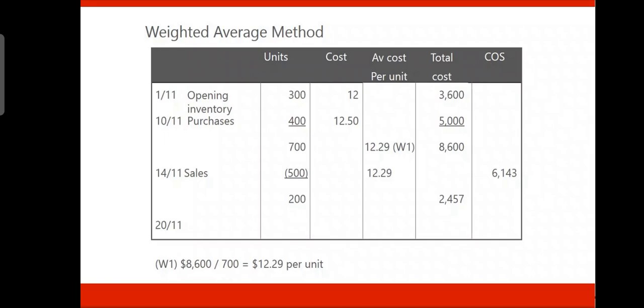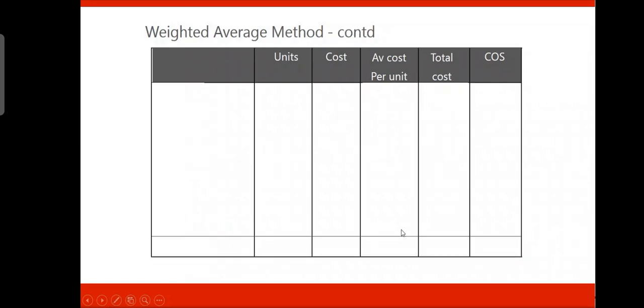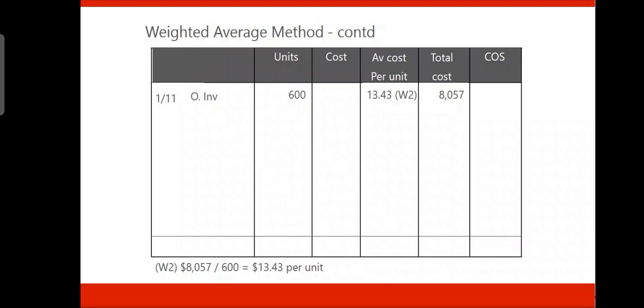And then you made one purchase for 400 units at $14, which means a total cost of 5,600. So what do you have now? You've got 600 units in your stock and the total cost of these 600 units is 8,057. Because you made a new purchase, you need to calculate the new average. So we've got 600 units at $8,057 total cost. We divide them and we get 13.43 as the new average. So remember, every time you make a purchase, you calculate a new average cost.